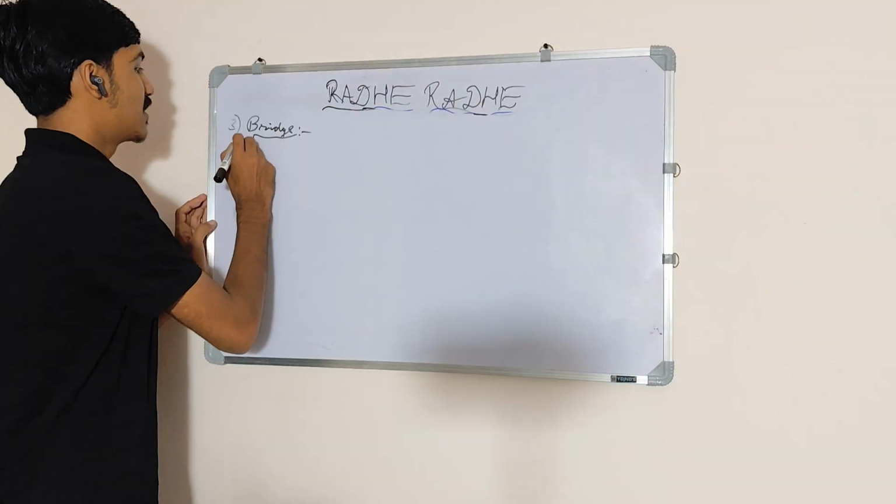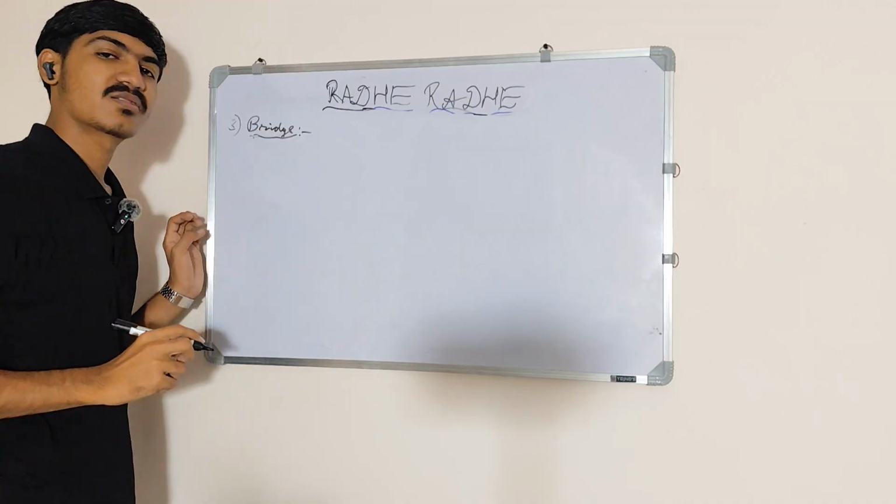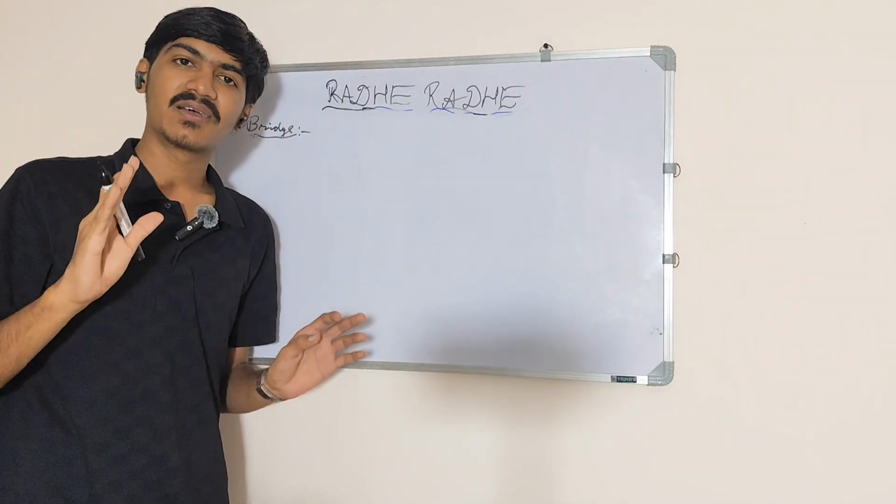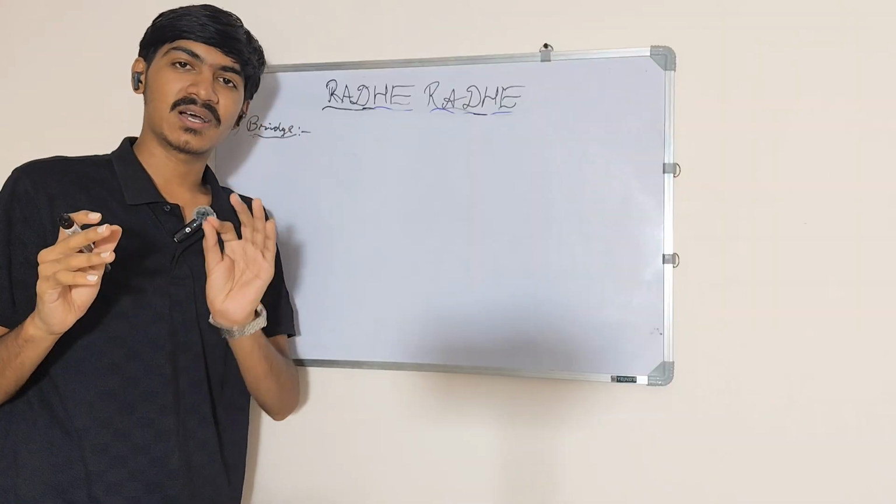Okay, let's come to what is bridge. As I told you, hub is a dumb device. It doesn't know whose data to send to whom.